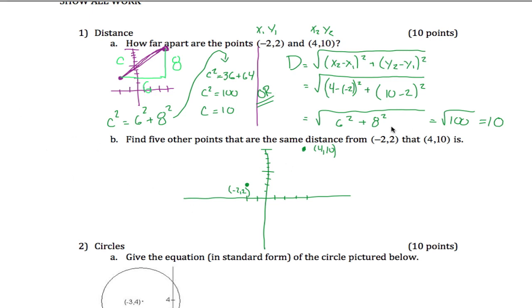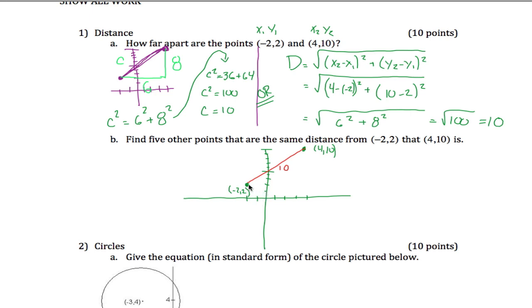But I have some help. I figured out in part 1 that the distance between these 2 points is 10. So I can kind of take advantage of that fact. I just need to find points that are 10 away from this point. Well, there's lots of different points that are 10 away from this point. In fact, they make a circle. There's infinitely many points. It's a circle of radius 10 at this center.